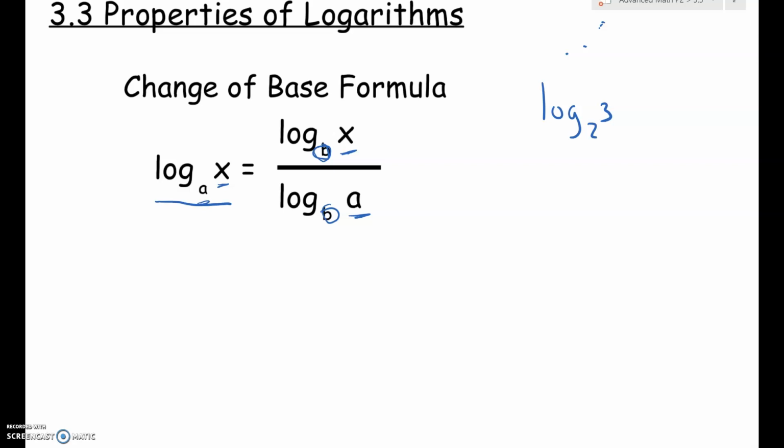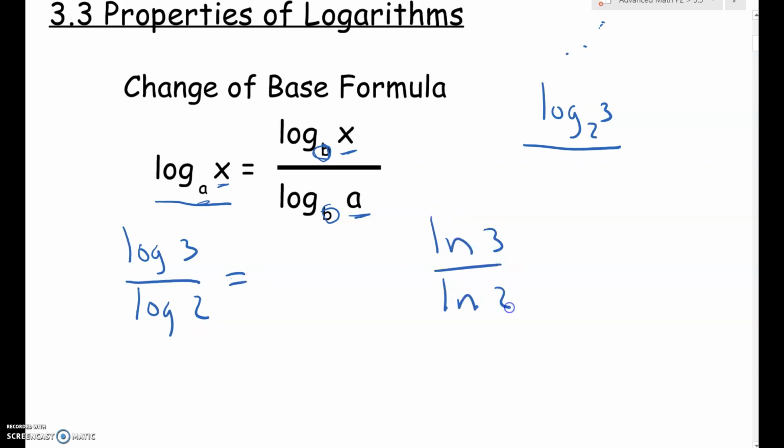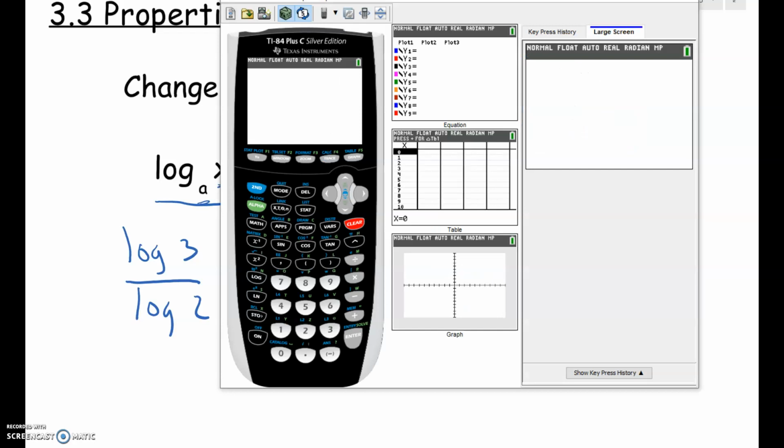Okay, so for example, I'm going to use this one as my example. I could do one of two things on my calculator. I could do log of 3, because that's log base 10, over log of 2. Or I can do ln of 3 over ln of 2. Okay, and that'll get me the answer to this. So let's look at that on a calculator. I downloaded a TI emulator, it's called. It's a free version for 90 days. So this looks like the Texas Instruments calculator.